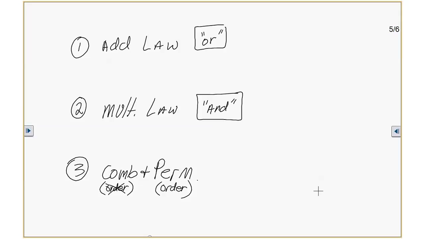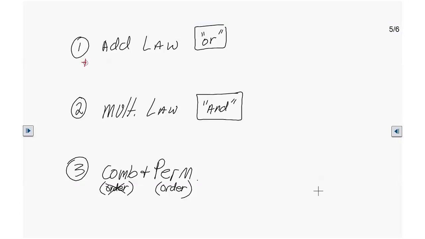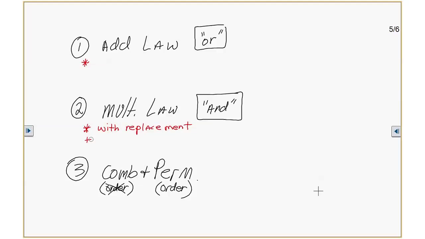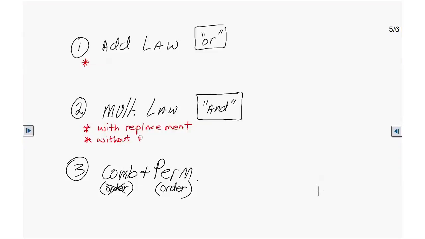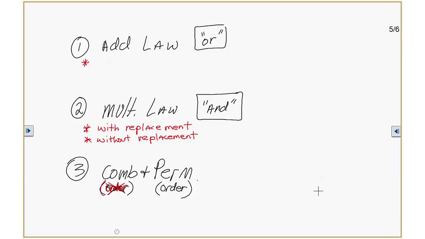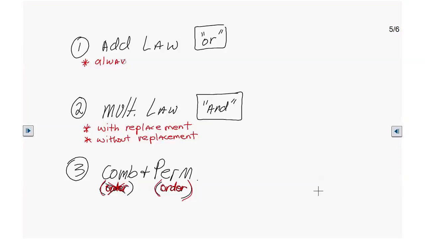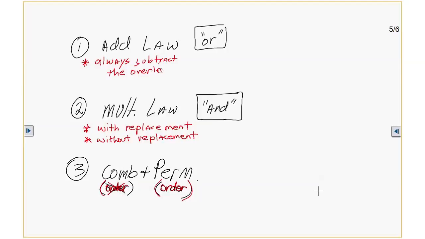The additive law, there's only one thing that you have to remember, and that is or. The multiplicative law, with replacement or without replacement. We'll talk about that also. And with combinations and permutations, either no order for a combination, and then order with permutation. With the additive law, always subtract the overlap. That's the only thing you have to remember with this.